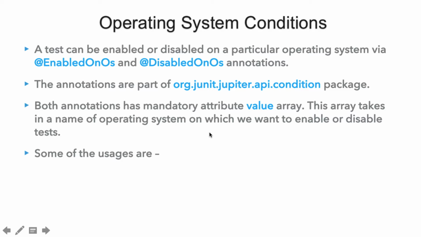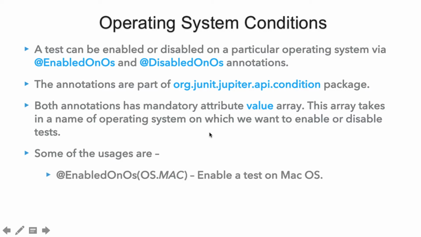So some of the usages of @EnabledOnOs and @DisabledOnOs annotations are: we can simply use, let's say, @EnabledOnOs and pass a value, say OS.MAC. So what this will do is simply enable a test on Mac operating system, and when we execute this test on some different operating system, those tests will be simply skipped.